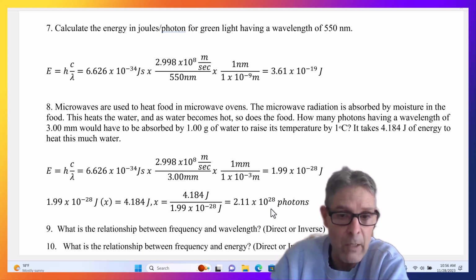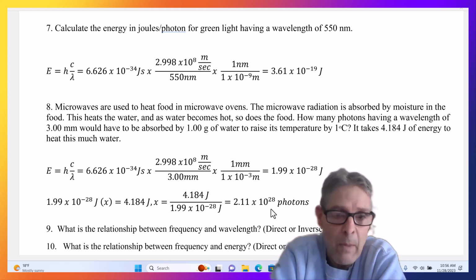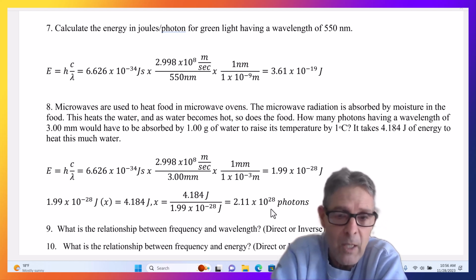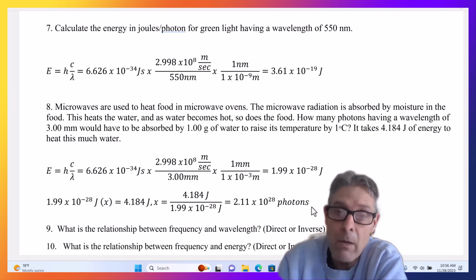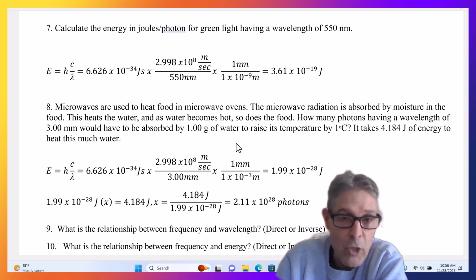Now that's a lot of photons. That's more than a mole of photons. Remember, a mole would be 6.02 times 10 to the 23rd. So that's a lot of photons. But there are a lot of photons out there, so it's not difficult. And so when a microwave is working, it is actually generating a tremendous amount of photons to heat just even 1 gram of water. This is the equivalent of 1 milliliter of water, 1 degree Celsius.